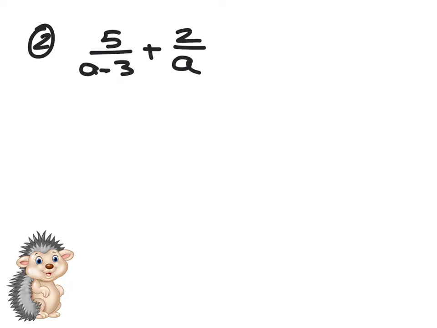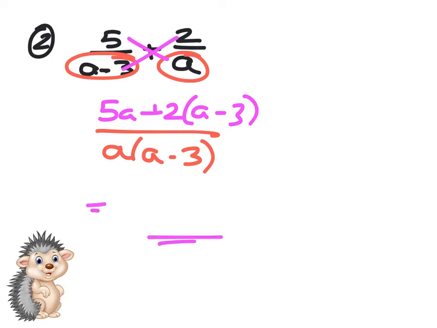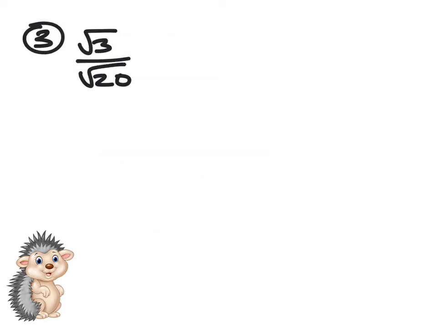Question 2, algebraic fractions. Same method as the first one with the numbers basically. I'm going to take the a minus 3 and the a, and I'm going to times them together for the new bottom number. And then the new top number is going to be found by doing 5 times a plus 2 times a minus 3. Tidy all that up, get your answer. Please do not do any cancelling. Nothing else cancels.